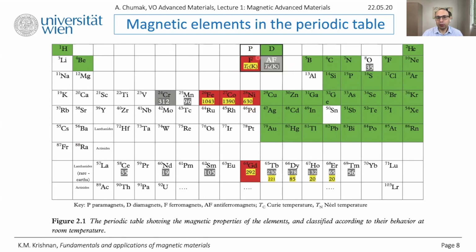Then we have ferromagnets shown in red and antiferromagnet in gray. Besides, there are temperatures. Here for ferromagnets, it's Curie temperature, Tc, and for antiferromagnets, it's Néel temperature, Tn. So these materials show ferromagnetic or antiferromagnetic properties for temperatures lower than Curie or Néel temperatures. The materials we are used to as magnets, with which we were playing when we were kids, are ferromagnets. And you see that from the whole amount of elements in nature, only few of them are magnetic. And till the end of the course, we have to understand why is that.